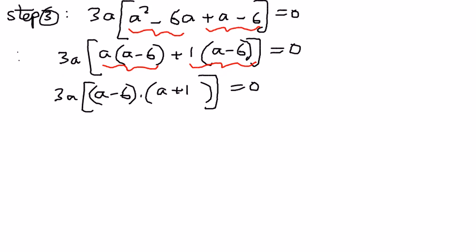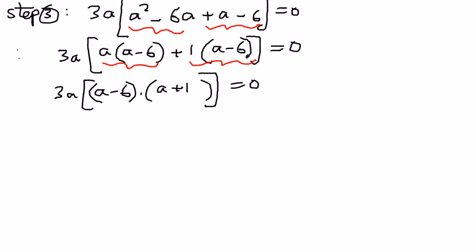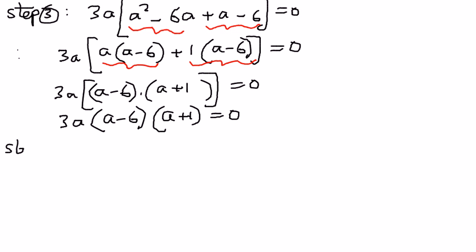Now it is a matter of just simplifying these things. The way I can write this expression is 3a times a minus 6 times a plus 1 is equal to 0. By using the zero factor property, I can come back here and call that step number 4: either 3a is equal to 0 or a minus 6 is equal to 0 or a plus 1 is equal to 0. So let me write that here. 3a is equal to 0. Therefore, from here, a is equal to 0 divided by 3, therefore a is equal to 0.